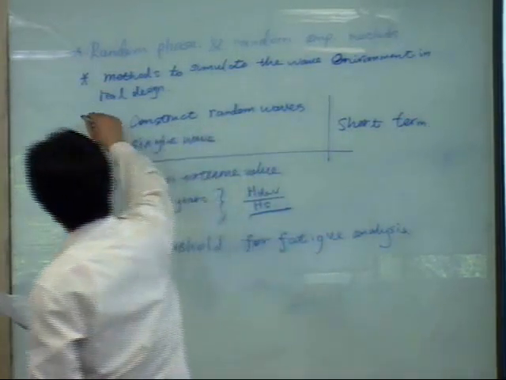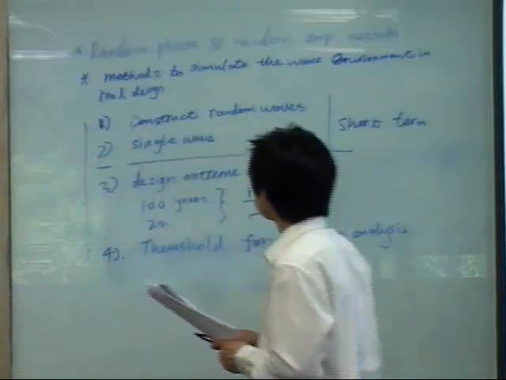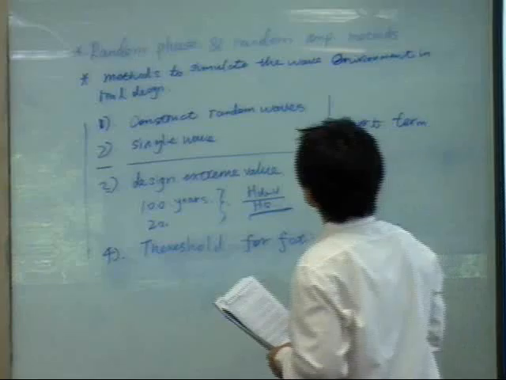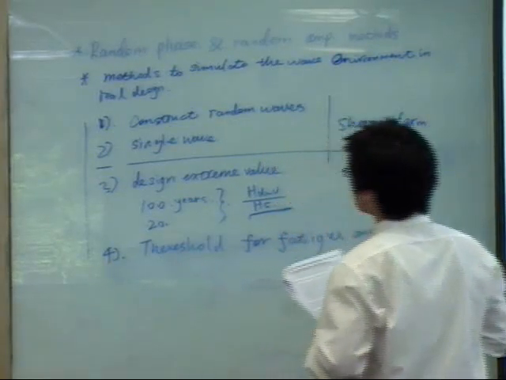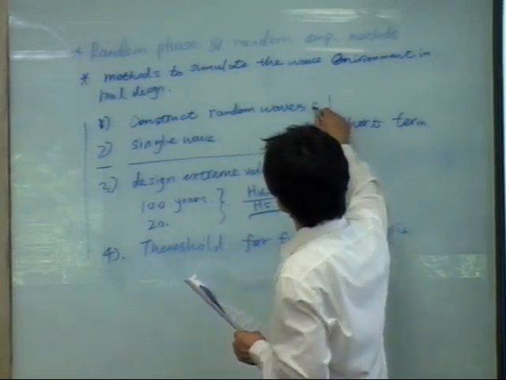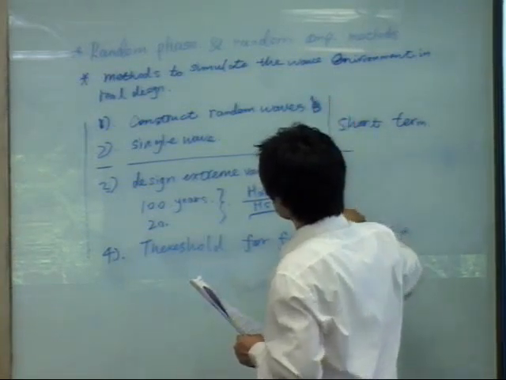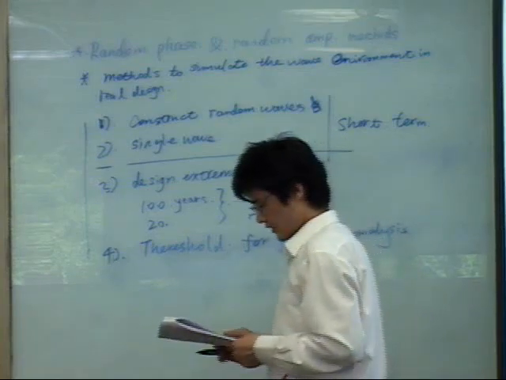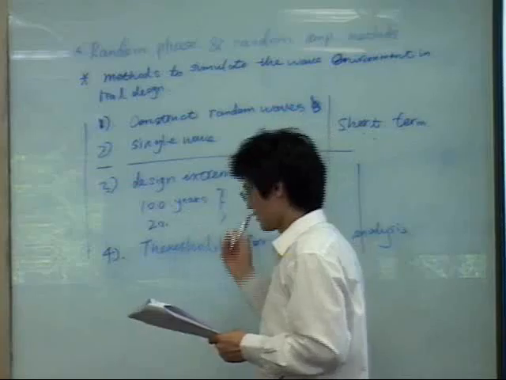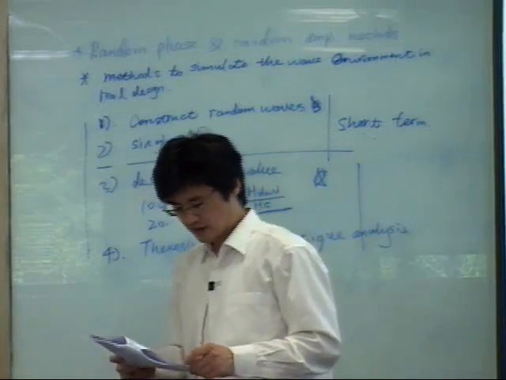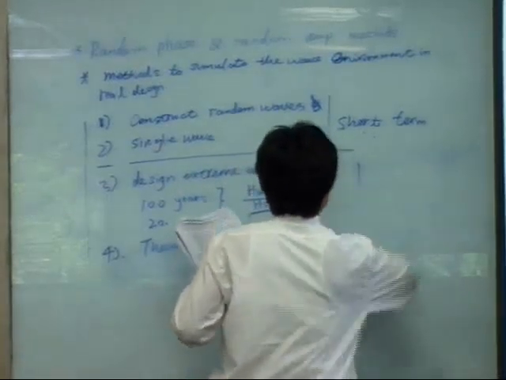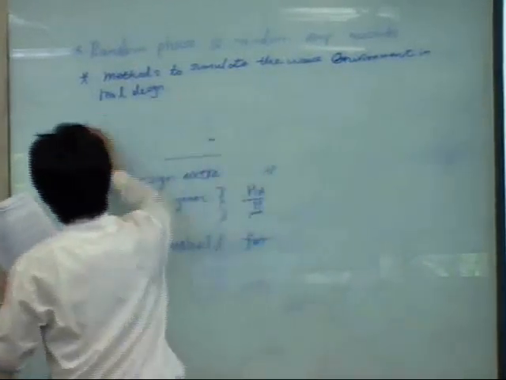So these are the 4 typical ways we need to consider in simulating waves. The most common ones are this one and this one, 1 and 3. This is short term, those are long term. We're talking about 100-year waves or things like this.